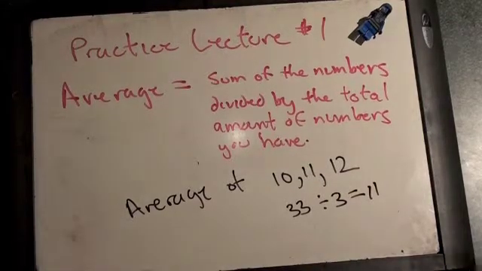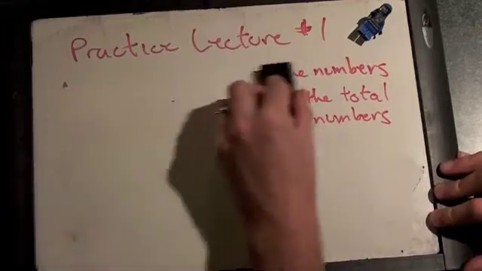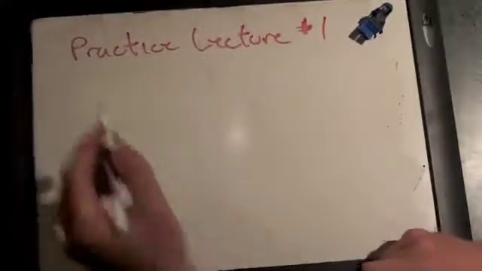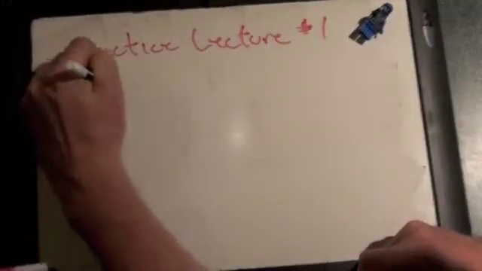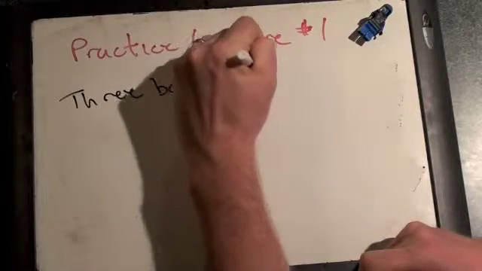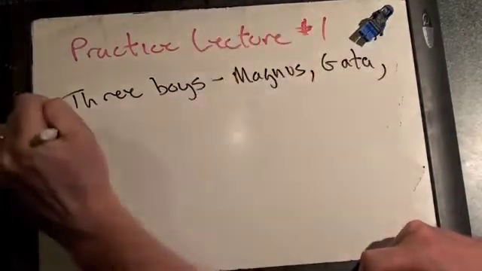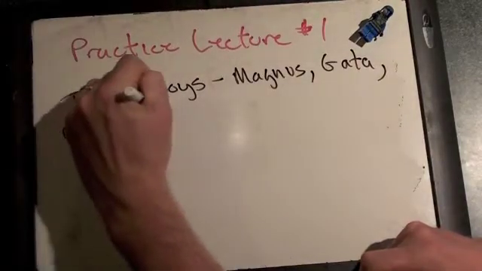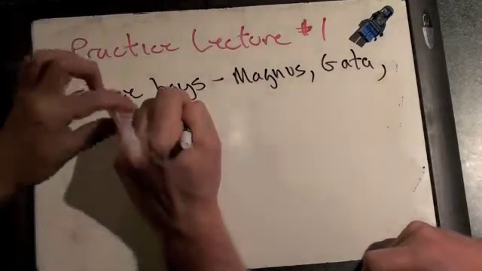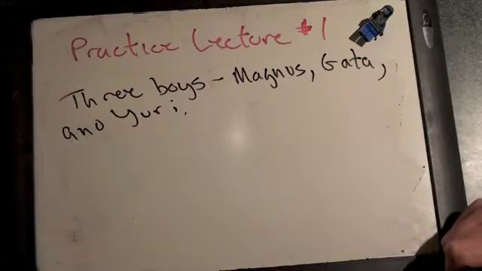Okay, great. Now I'm going to tell you a little problem, and we'll see if you can solve it, because this is kind of like what the homework problem is going to be. So I'm going to make up a problem. You have 3 boys. We'll call them Magnus, Gata, and Yuri. Are those all chess champions? Yeah.